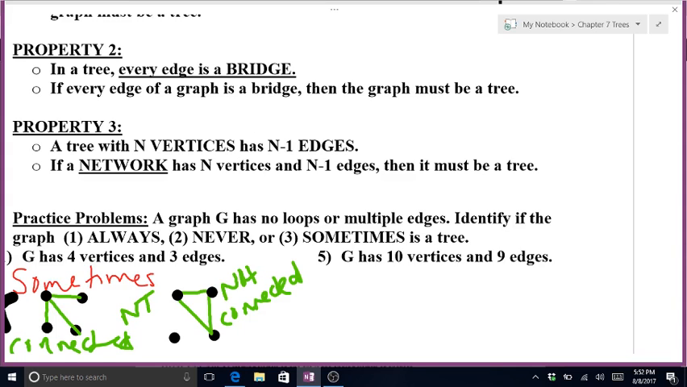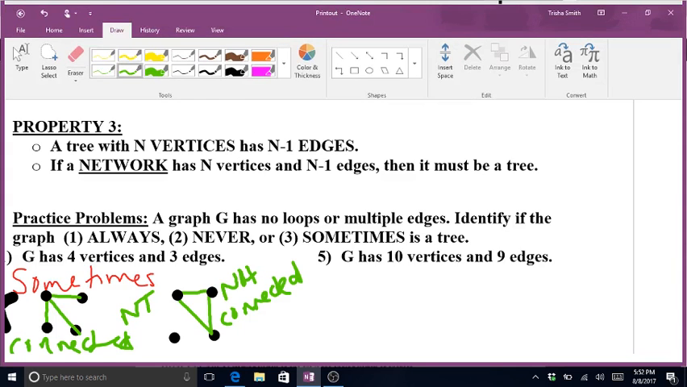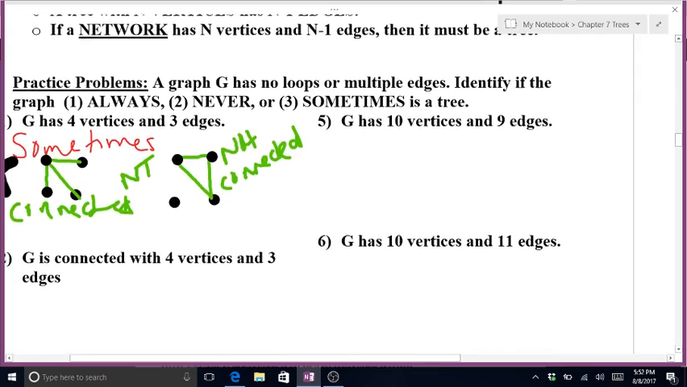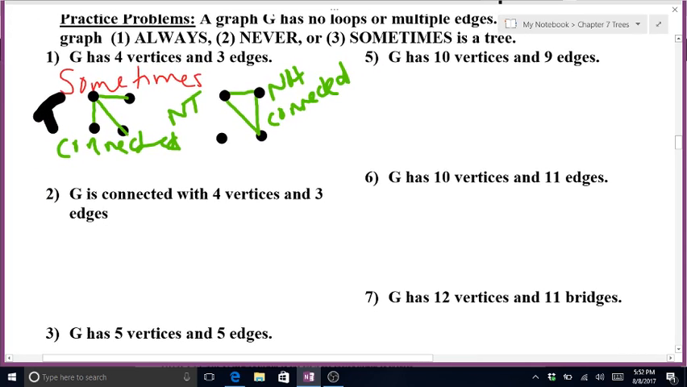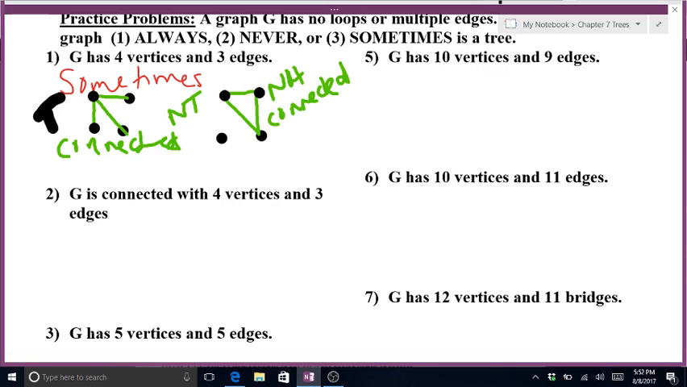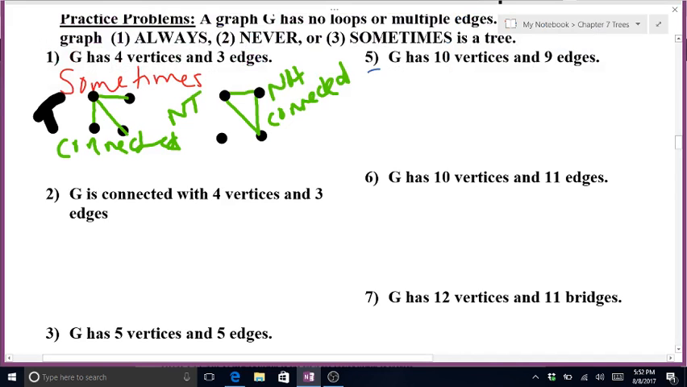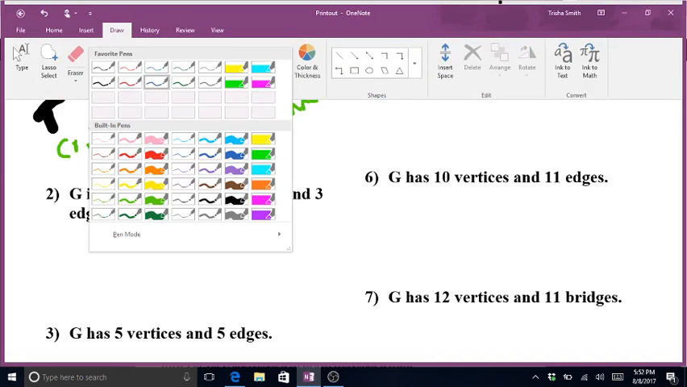Okay, just because they're side by side, we're going to actually look at number 5 as well. So, number 5, G has 10 vertices and 9 edges. Well, we're back to that same problem. Yes, we have one more vertices than edge, but again, it doesn't tell us whether it's connected or not. Okay, so this is also going to be a sometimes. This one's going to be kind of hard to draw here. We don't have a lot of room.